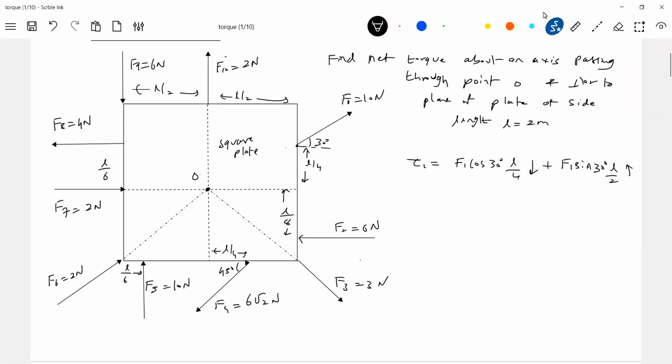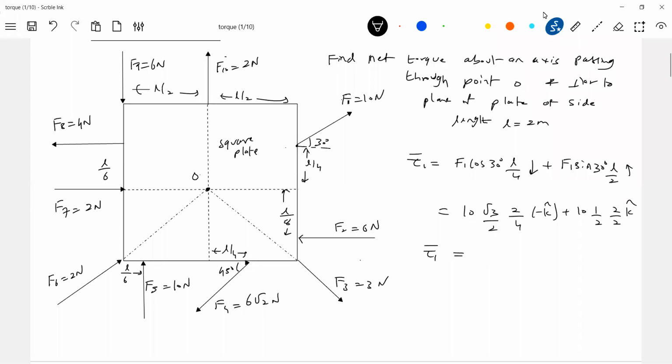So we know the values. F1 is 10, root 3 by 2, L is 2, by 4, minus k cap. 10 by 2, L is 2, this will be plus k cap. Solving this, we'll get the torque tau 1.